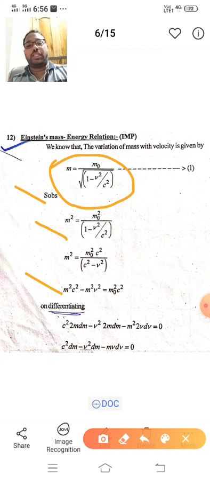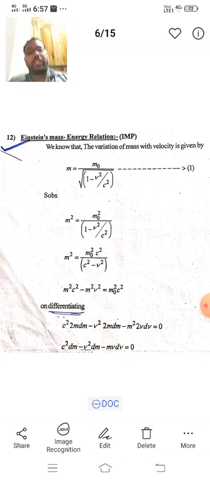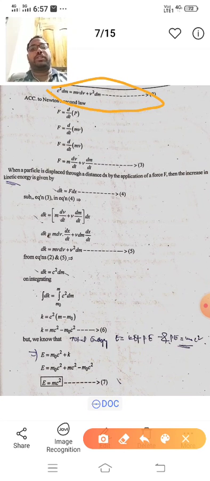Here there is a UV process, and also m naught is a constant value, hence this becomes 0. So m square differentiated is 2m into dm into c square, minus v square into 2m into dm. Here c is a constant value, hence that term is 0. Simplifying this equation, we can get the second equation, that is c square dm equals mv dv plus v square dm.